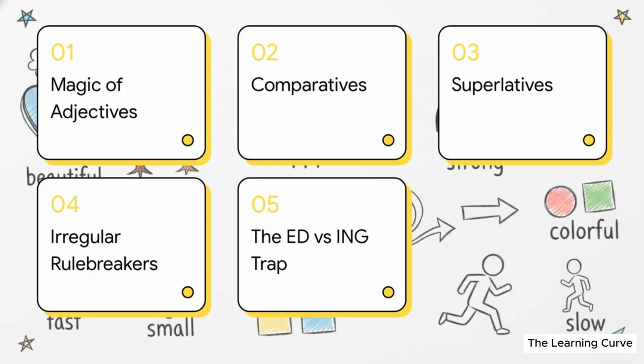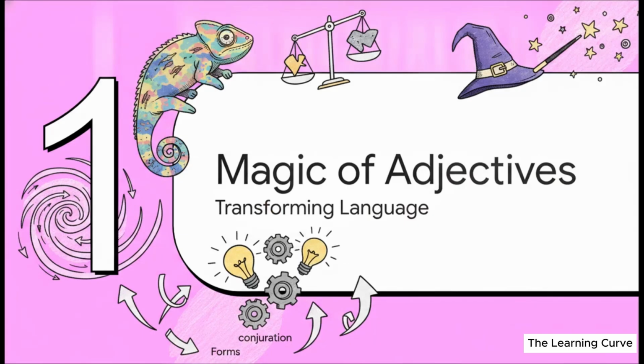So, here's our game plan for today. First, the magic of adjectives. Then, comparatives, where we compare two things. After that, superlatives, for three or more. Then we'll tackle the irregular rule breakers. And finally, we'll navigate the ED versus ING trap. All right, let's get started with Section 1, the magic of adjectives and transforming your language.